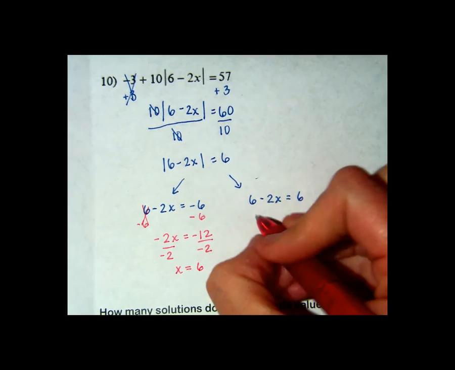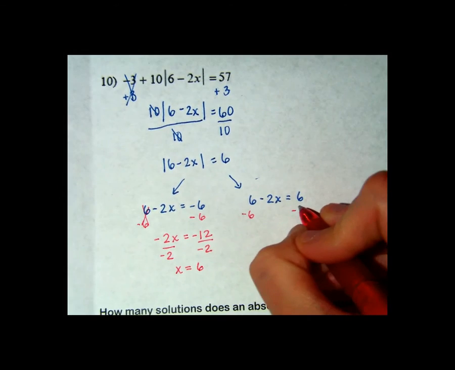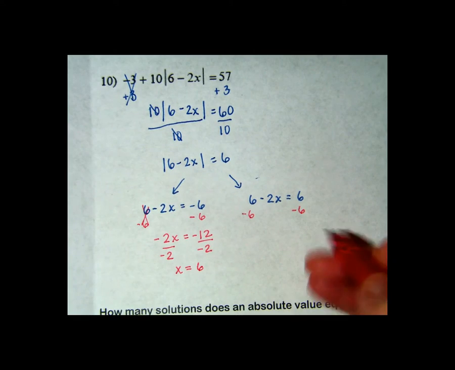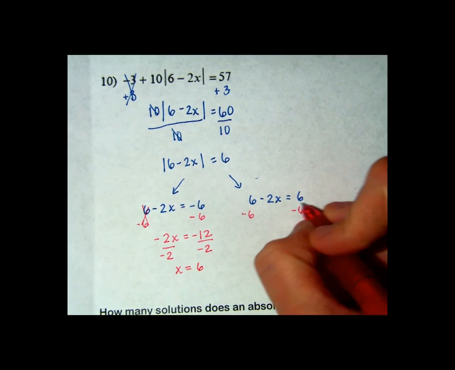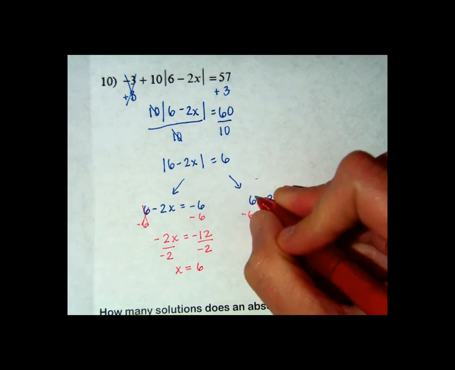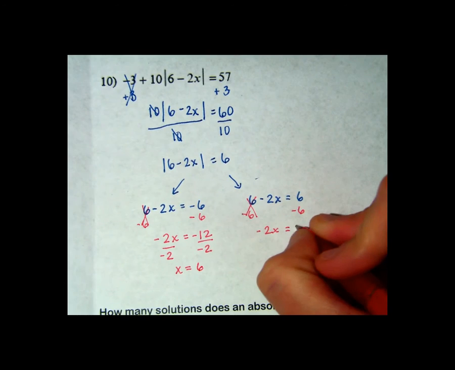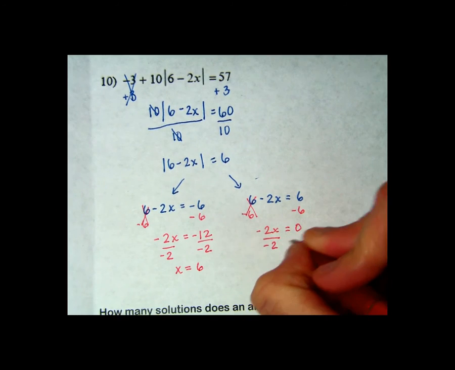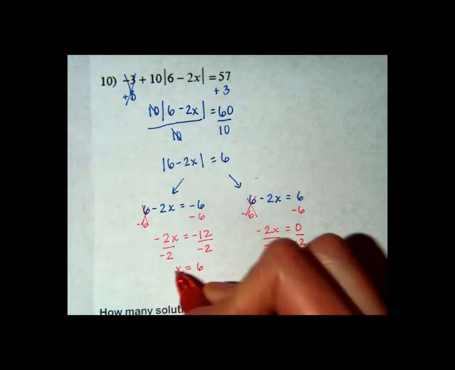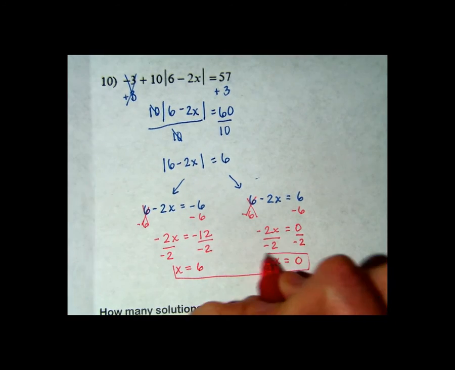Alright, again, subtract 6. Remember, these are actually the same process. I just will get a different solution because this is a positive instead of a negative. So negative 2x equals 0. And then x equals 0. So here are my two solutions.